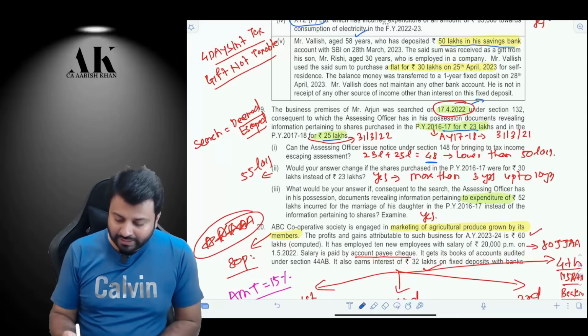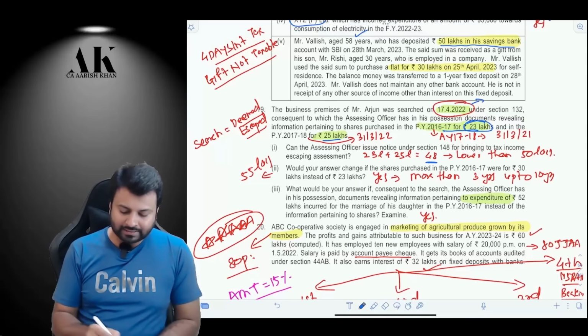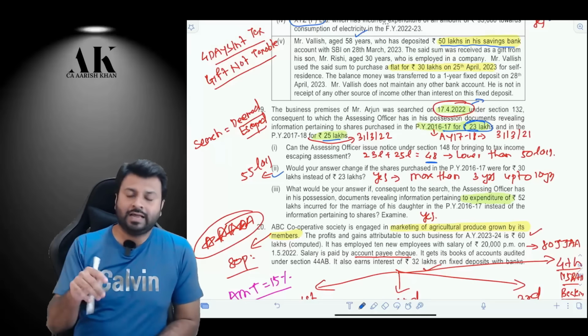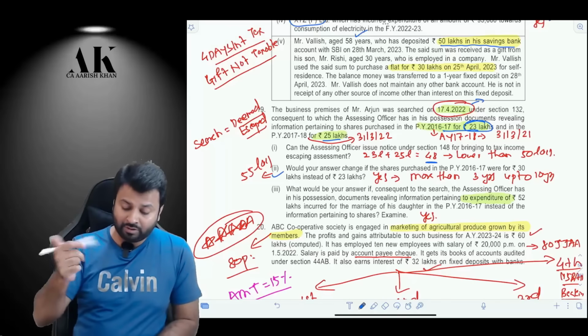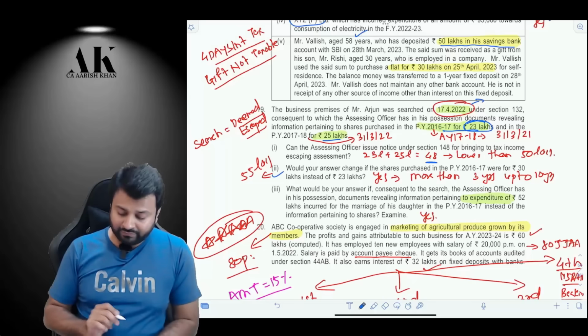Now, what if this 23 lakhs is not 23 but it is 30 lakhs? This is part 2. If this 23 lakhs is 30 lakhs, then his escaped income will be more than 50 lakhs. Then in that case, he can issue notice even beyond 3 years. Okay, he can issue notice up to 10 years.